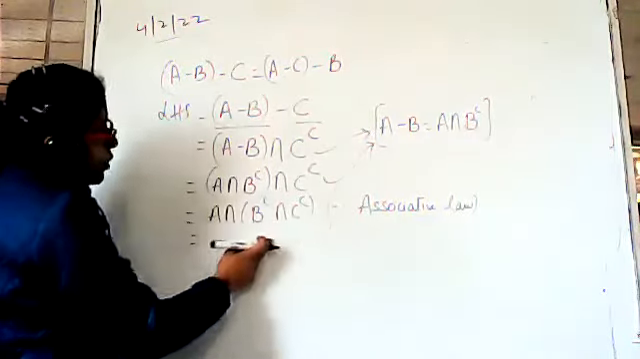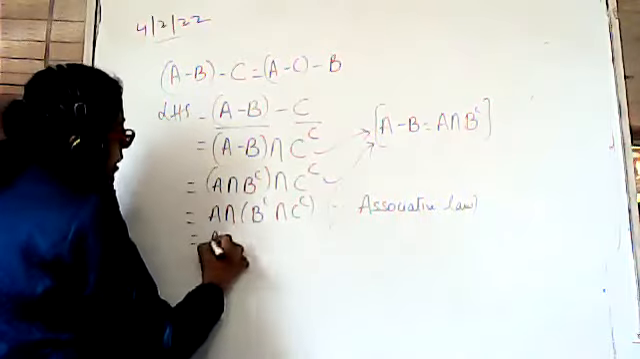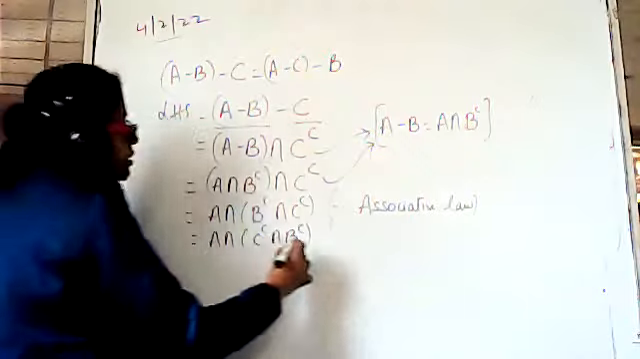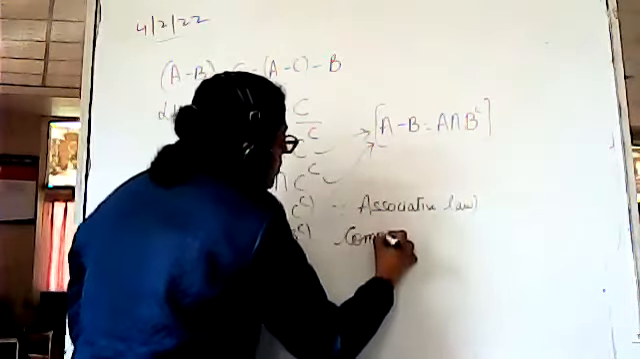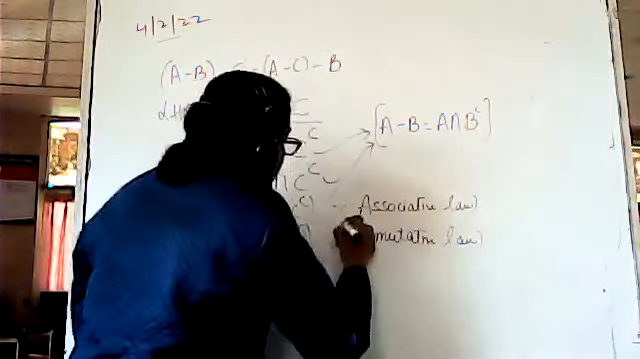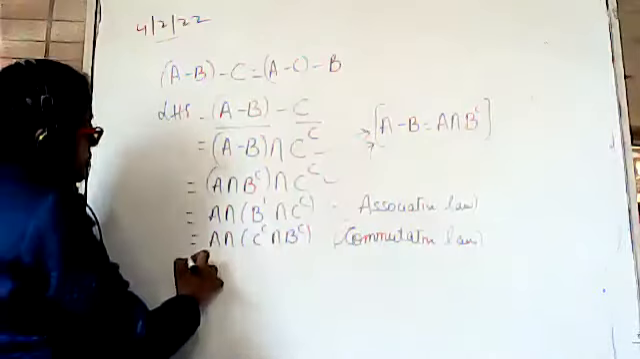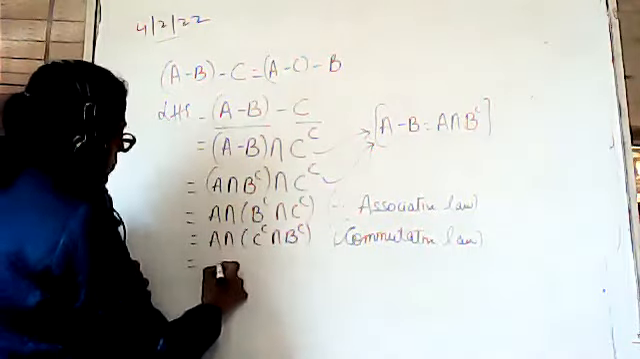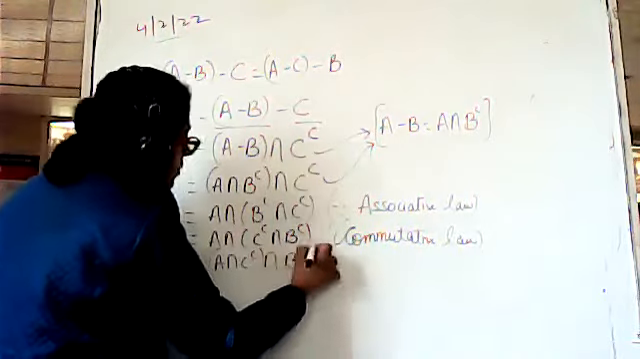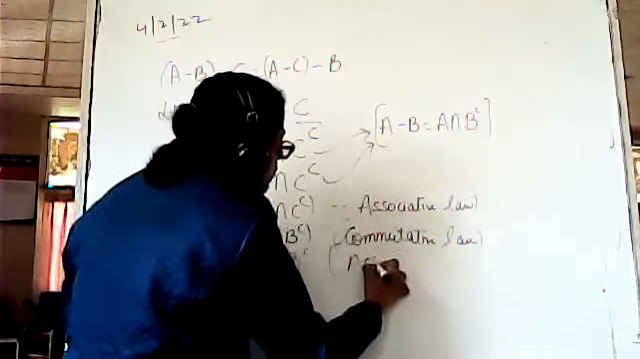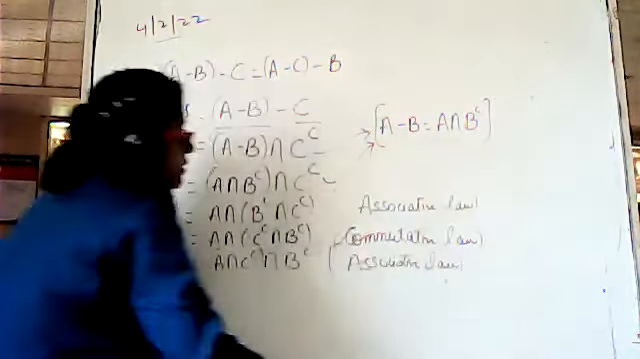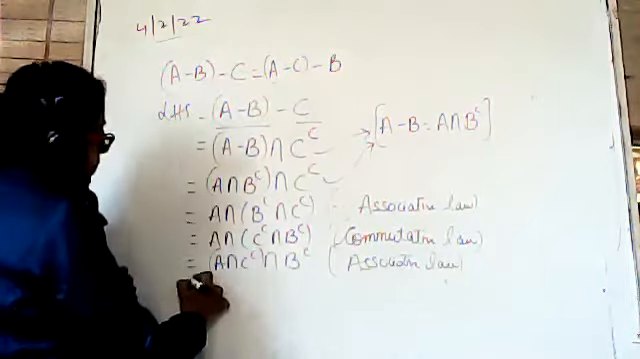First of all, we want to change the place of C. It can be C complement intersection B complement. This is because of the commutative law, that is A intersection B equals B intersection A. This equals A intersection C complement intersection B complement. This is again because of the associative law.